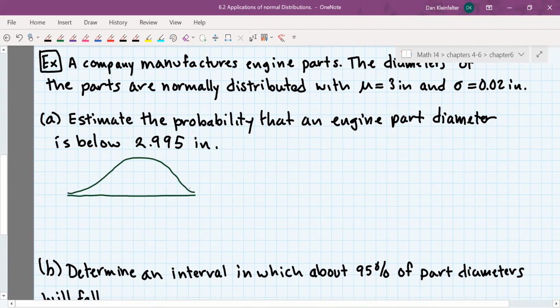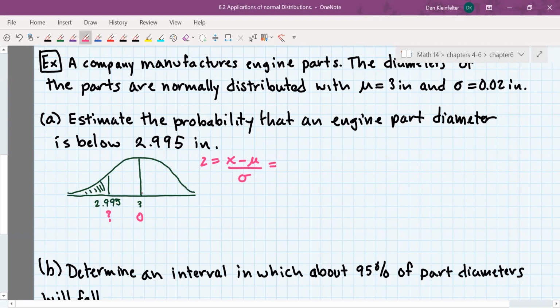So the distribution we are given has a mean of 3. We're interested in being below 2.995. Of course, our table has a mean of 0 and a standard deviation of 1. And so we need to figure out what that z-score is first, because I can't look up 2.995 in my table. I need to find the correct z-score for that first. Z is x minus mu over sigma.